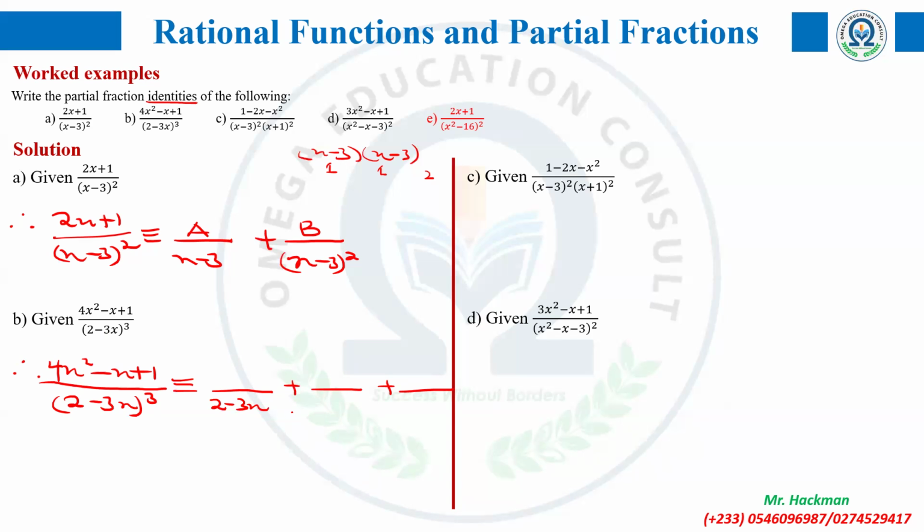What will be the denominator of the second fraction? 2 minus 3x, all squared, not 3. Very good. What will be the third one? 2 minus 3x cubed. Very good. So now your repeated factor, is it linear, quadratic, cubic?